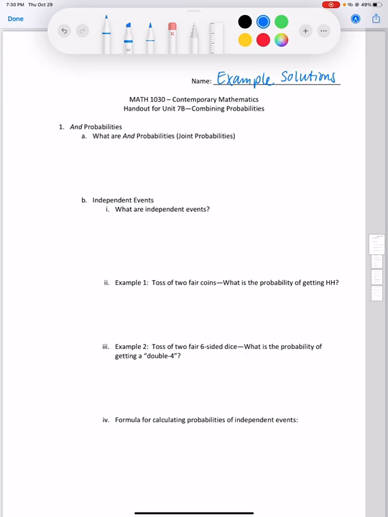We're going to start out with AND probabilities. Okay, so that's the key here: AND probabilities. These are joint probabilities. AND probabilities are probabilities that two events can occur. What's the probability that two events will occur?